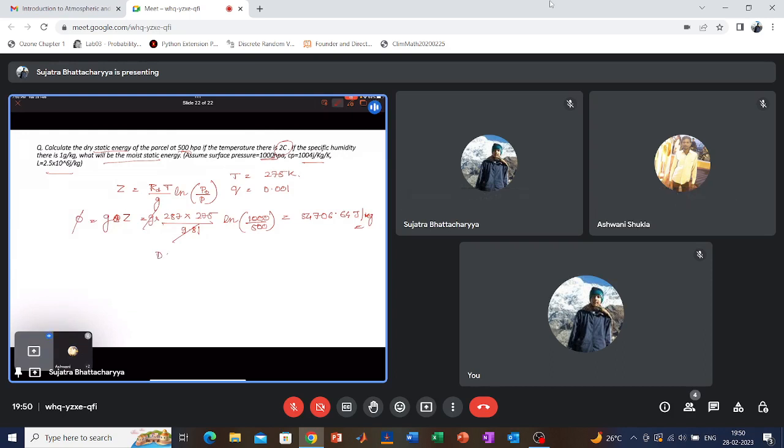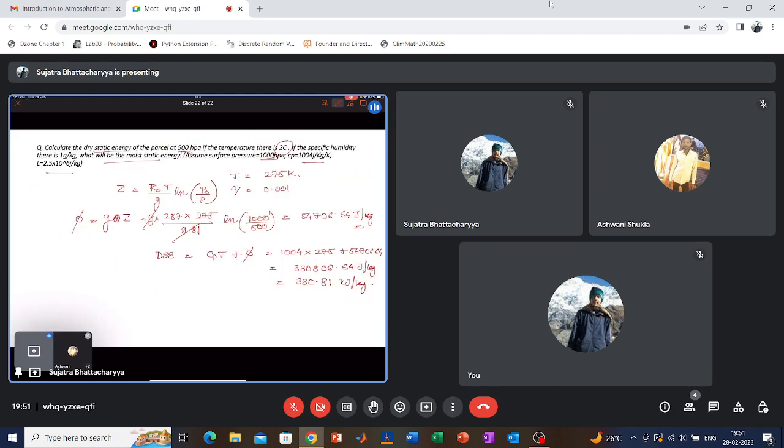Now DSE is easy to calculate. That is nothing but CpT plus phi. So CpT is, you have to calculate. Cp is 1004 into 275 plus 54706.64. And that comes out to be about 330806.64 joules per kg, or 330.81 kilojoules per kg, right? This is the amount of dry energy which is present.